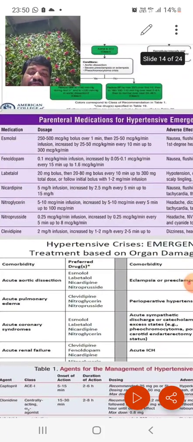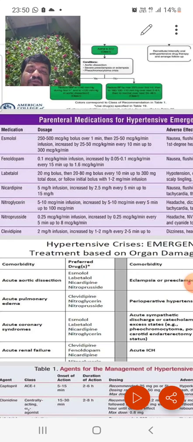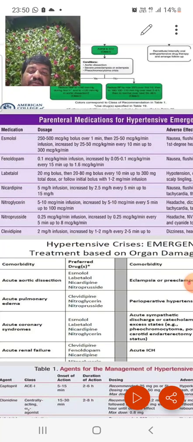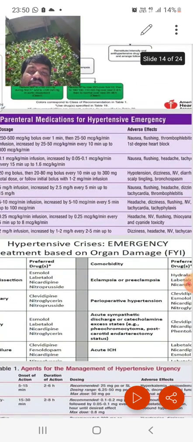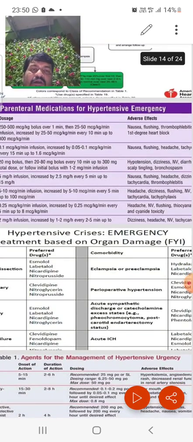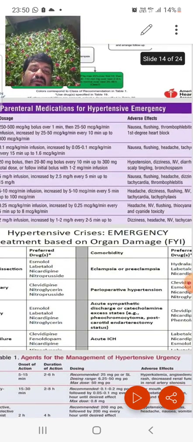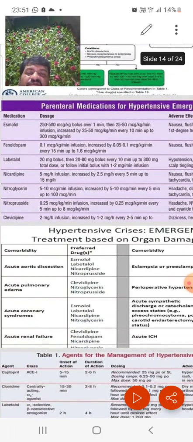So these are the drugs which are commonly available in the market, like sodium nitroprusside. But sodium nitroprusside has to be used carefully because it must be protected from sunlight and light; otherwise the drug degrades and we do not see much benefit from it. So headache and flushing are some adverse effects of the drug.